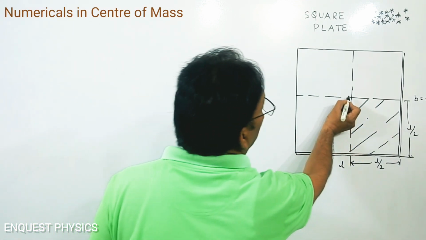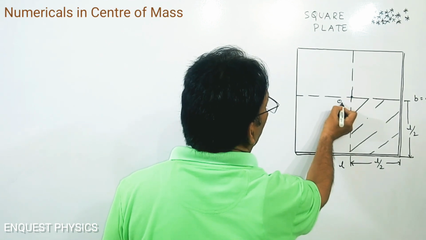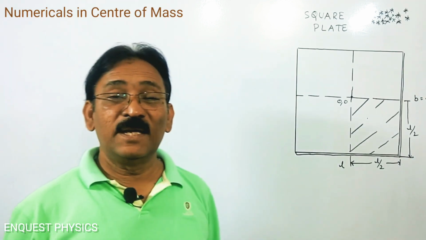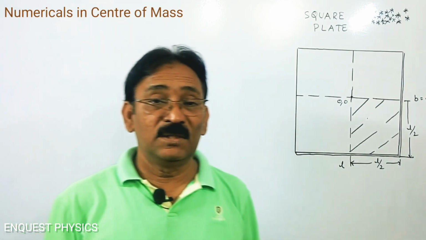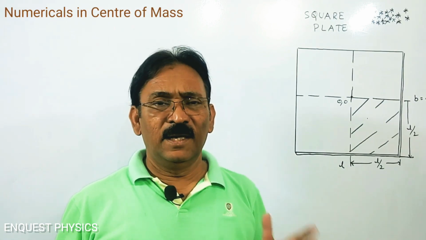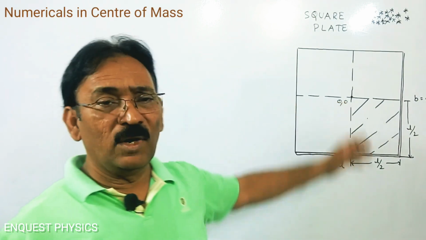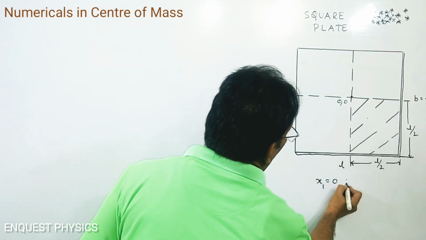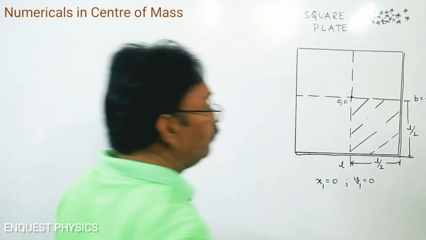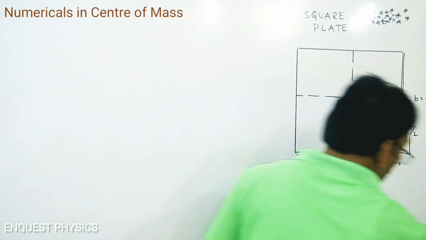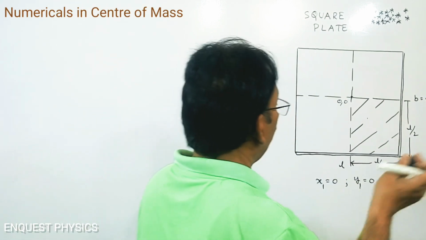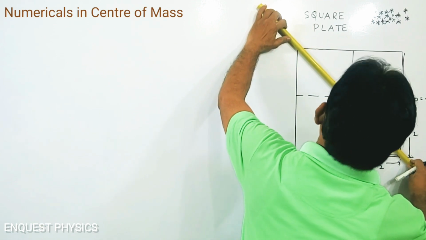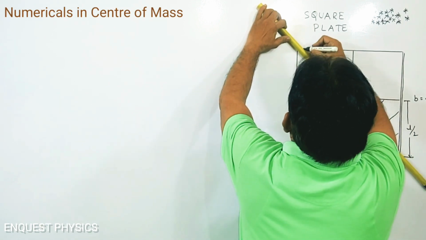First we have to locate the center of mass. Before removing, the geometrical center is the center of mass, as you know. For regular shaped bodies, the center of mass is the geometrical center only. That's why we took the coordinates as x1 equal to 0 and y1 equal to 0. Then after we remove the portion, we have to find how the center of mass will change.